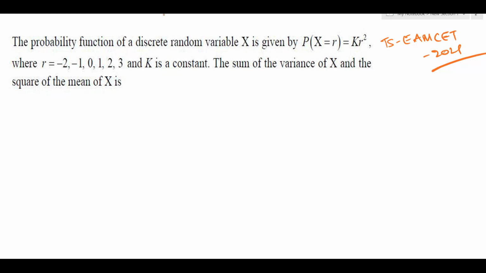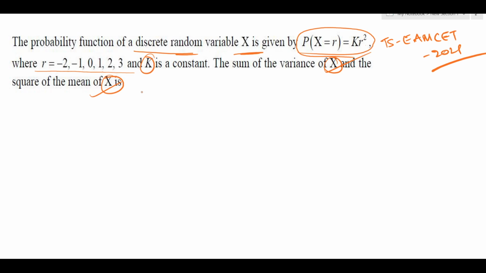The probability function of a discrete random variable x is given by P of x equal to r is equal to k r square, where r is equal to -2, -1, 0, 1, 2, 3, and k is a constant. The sum of the variance of x and the square of the mean of x is dash. This is an Eamcet 2021 question.